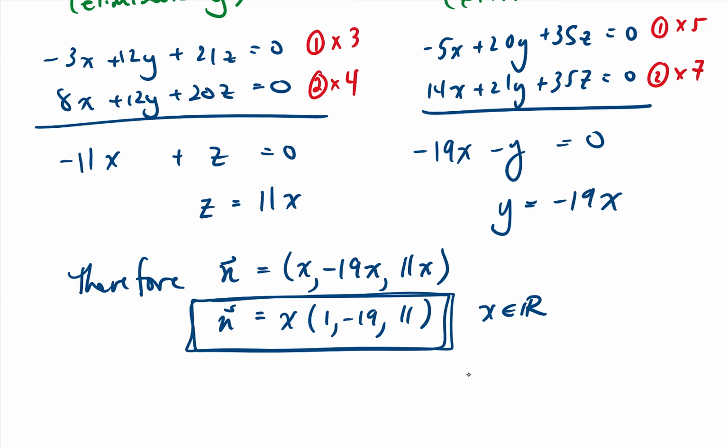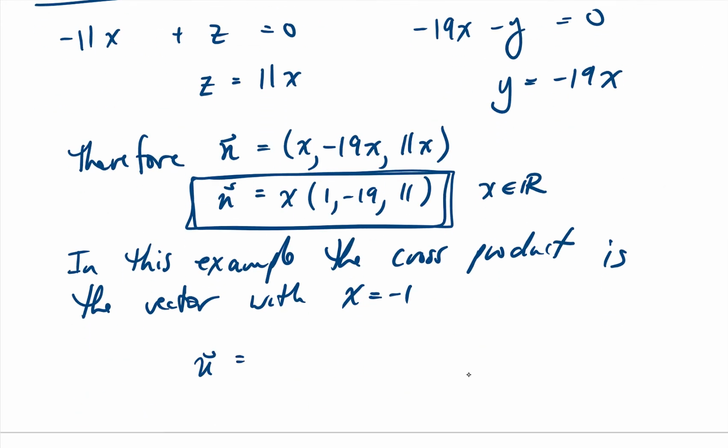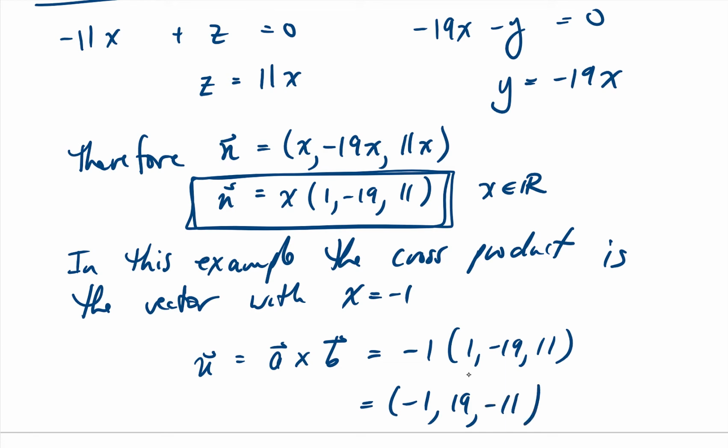In this particular example, however, the cross product is the vector with an x value equal to -1. Which tells us that n is equal to, if we take our two vectors, A cross B, is equal to -1 times 1, -19, and 11, which equals -1, 19, and -11. So this right here is our notation for the cross product. And for this particular example, the cross product is this particular vector. We're going to see why this is the vector that represents the cross product in a moment.